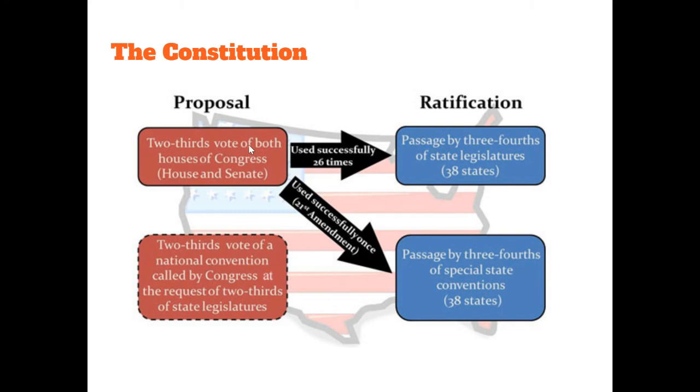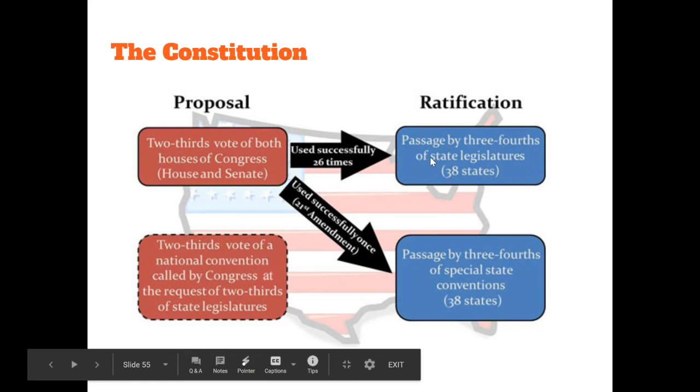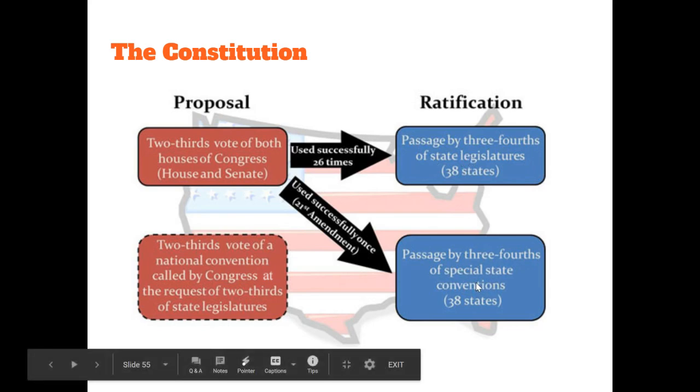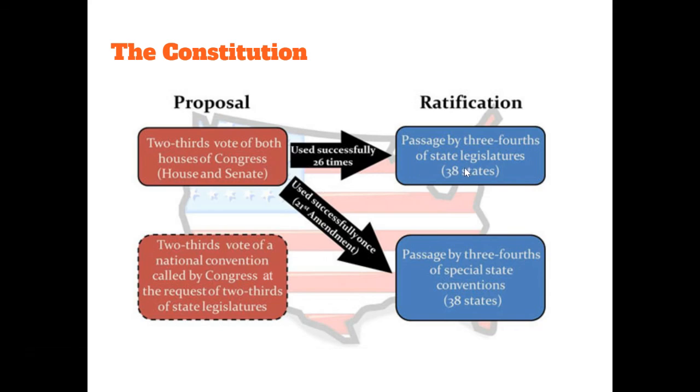But the bottom line is you got to keep your fractions straight. Two-thirds of Congress is needed to propose the amendment, and then some version of three-quarters of the states, whether it be the already existing state legislatures or special state conventions that are voted for just for this, would then have to approve the amendment. Again, 26 times, you've had two-thirds of Congress propose it, and then three-quarters of the state legislatures ratify it, and once you had two-thirds of Congress propose it, and then three-quarters of special state conventions ratify it.